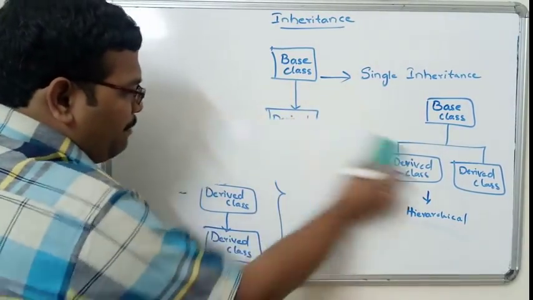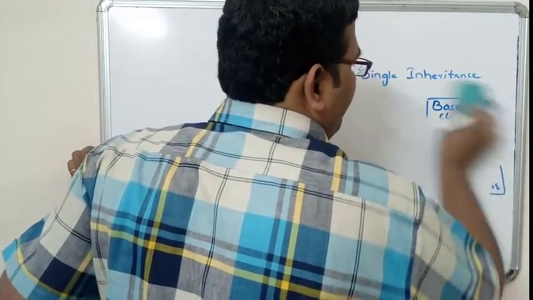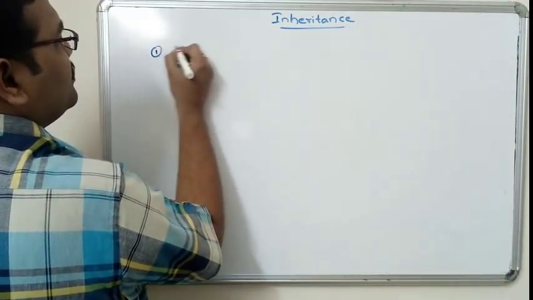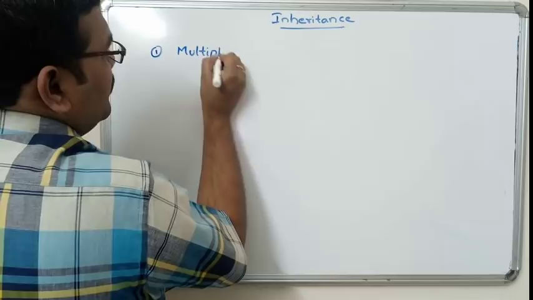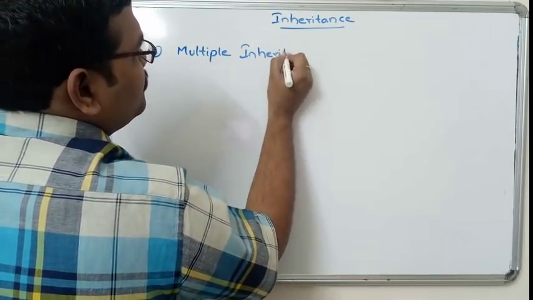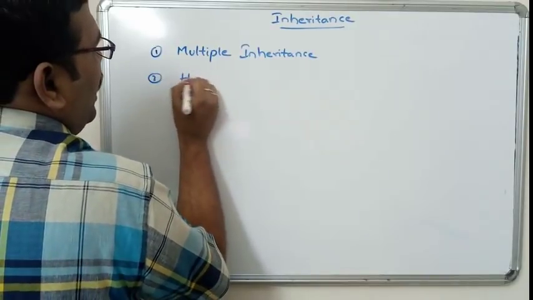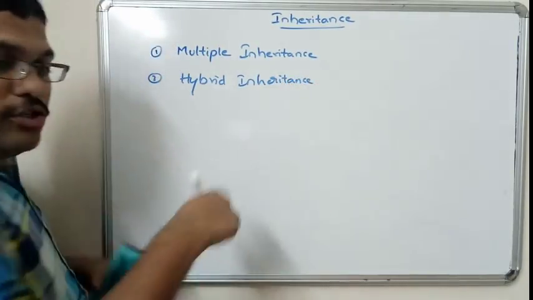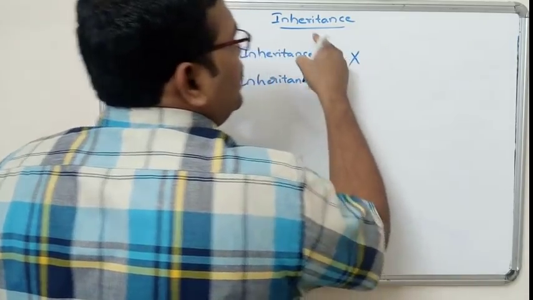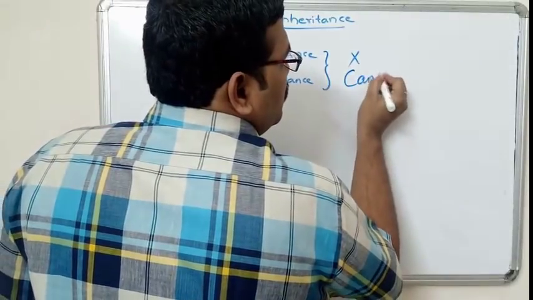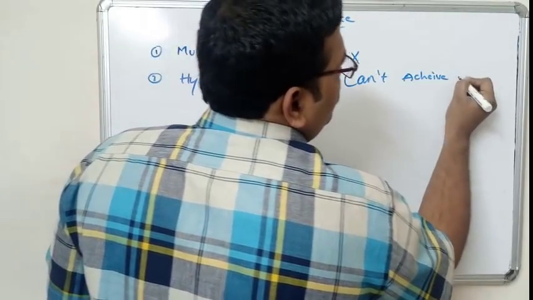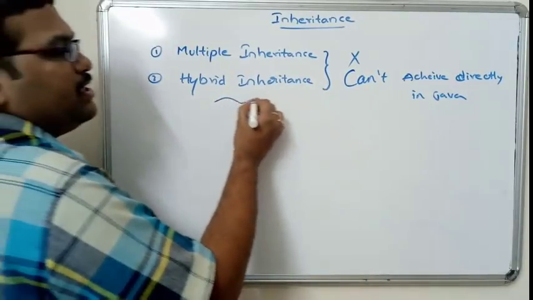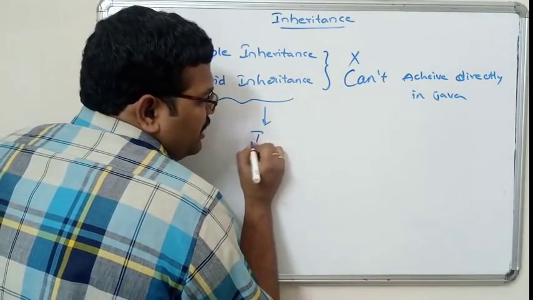Right. So apart from these three, there are two more inheritance concepts, that is multiple inheritance and hybrid inheritance. These two categories we cannot achieve directly in Java, but these two can be implemented by using interfaces.